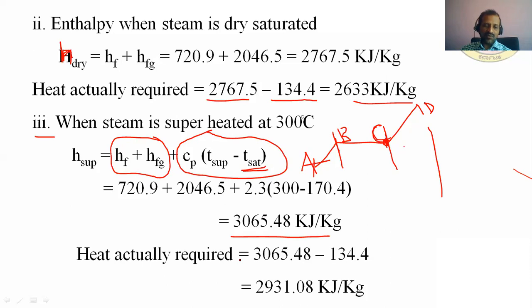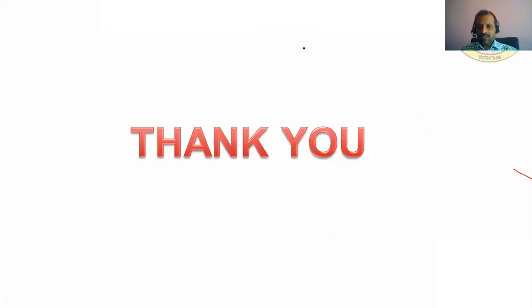So heat actually required is equal to how much? Again this minus this, because the water is already at 32 degrees Celsius. Subtract this, you will get 2931.08 kilojoules per kg, which is the heat actually required for the superheated steam at 300 degrees Celsius. Right? So thank you. This is the end of our session 5.